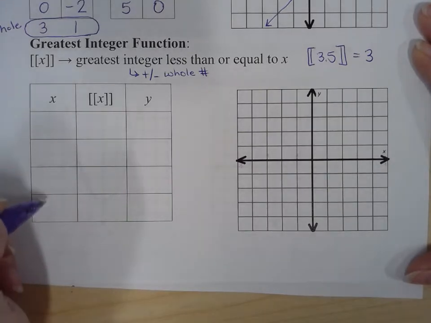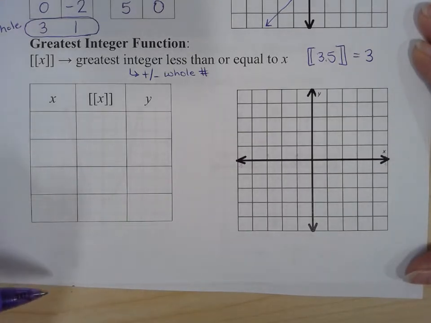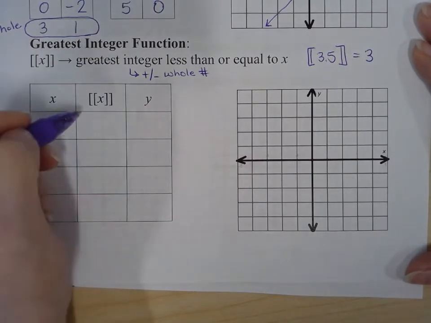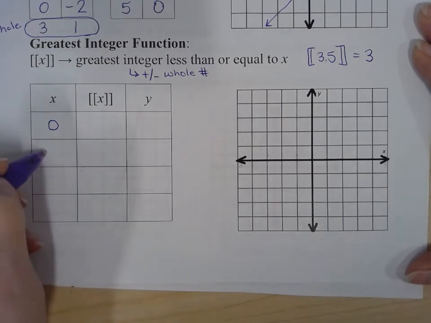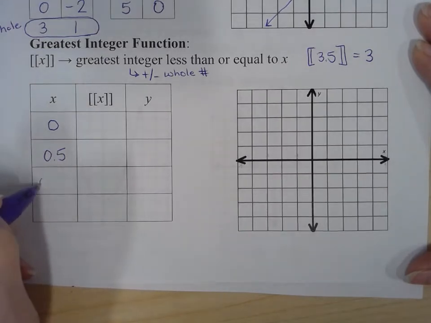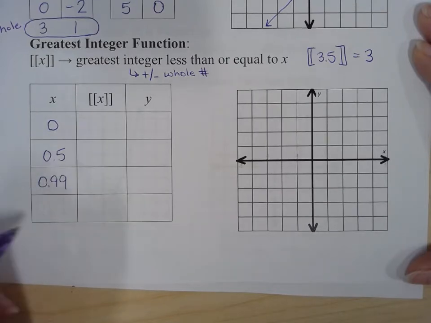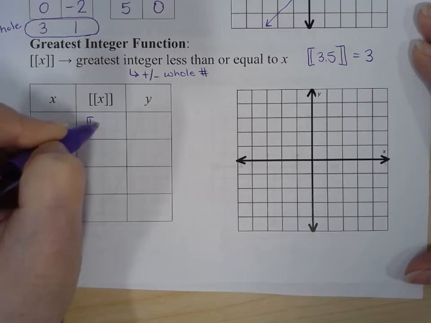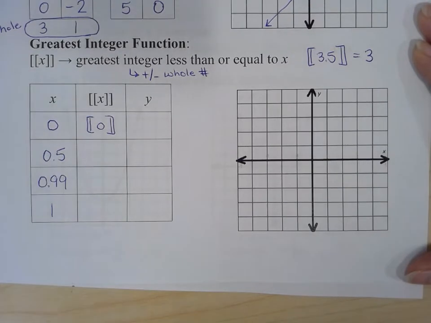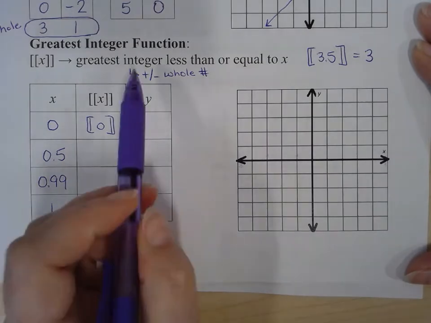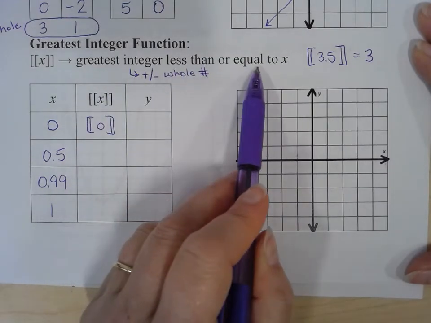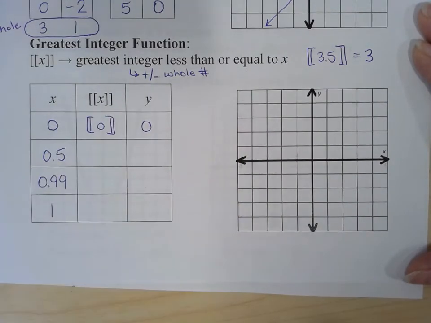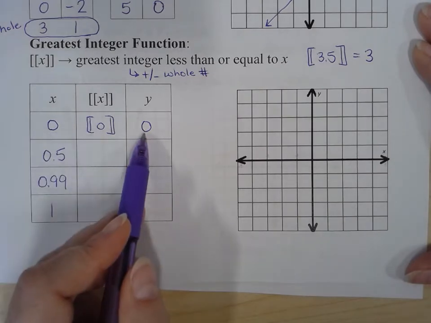All right, I put a few spaces here. You could really make a gigantic t-chart to make the whole graph of this, but I'm just going to do a few so that you can see what it looks like. So let's say we did 0, 0.5, 0.99, and 1. Okay, so the greatest integer of 0 is an integer. So it's either the greatest integer less than that or equal to. Since it is an integer, it's going to be equal to 0. So when x is 0, y is 0.